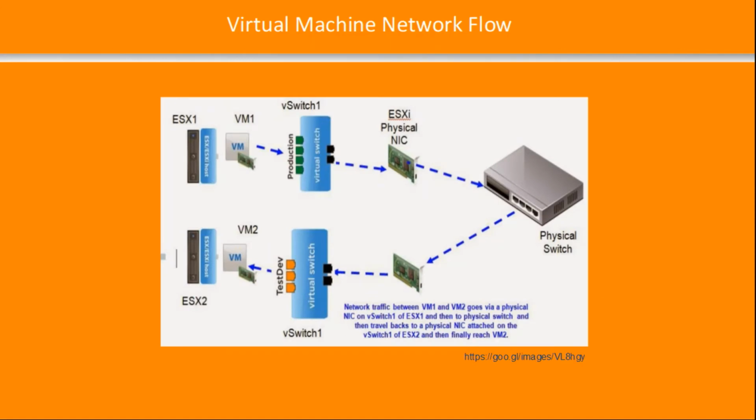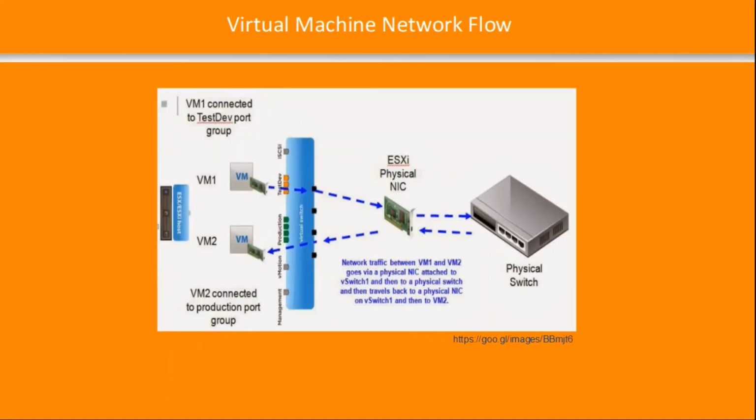Let's have a look at this picture where they show communication between VM1 and VM2, which are on two different ESXi hosts. In order to communicate, they have to go through each of their virtual switches, through the ESXi physical NIC onto the physical switch on the external network, and then back again the same path to the other host.